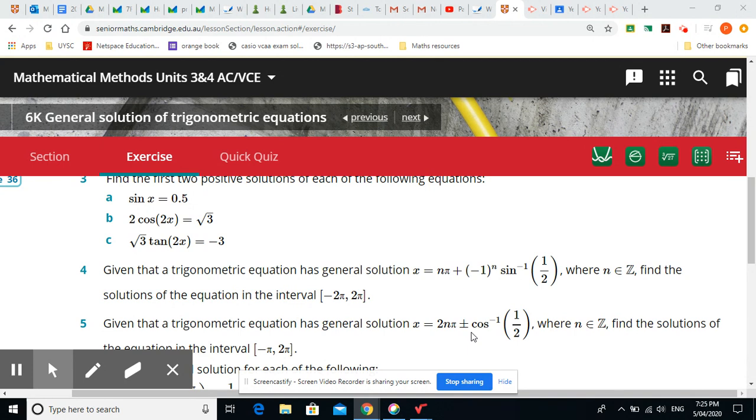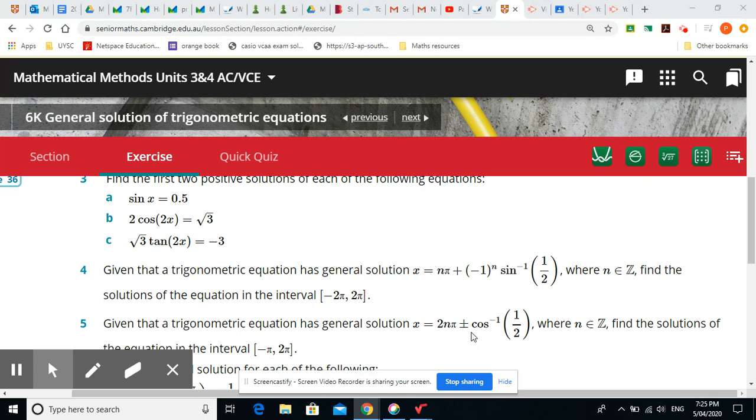Alright, let's now try question 4 from exercise 6K. This question is trying to see if we understand how to use the general solution to find specific solutions. It says, given that a trigonometric equation has a general solution x equals n pi plus negative 1 to the power n inverse sine of 1/2, where n is an integer, find the solutions of the equation in the interval negative 2 pi to 2 pi.